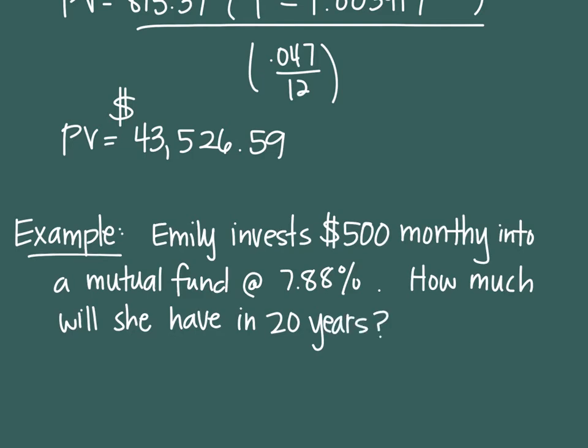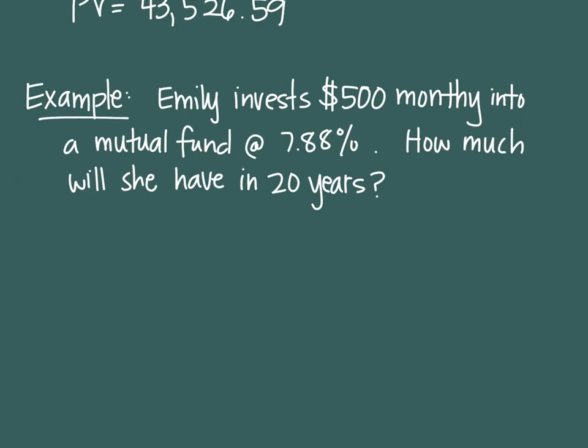Okay, so she's setting money aside, maybe for retirement or something. $500 monthly. So now we're doing an investment. So this is going to be an FV because we're going to the future. We don't need the money now. We are saving for the future. So let's be an FV situation.